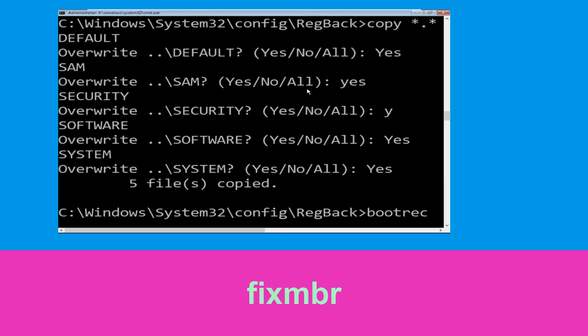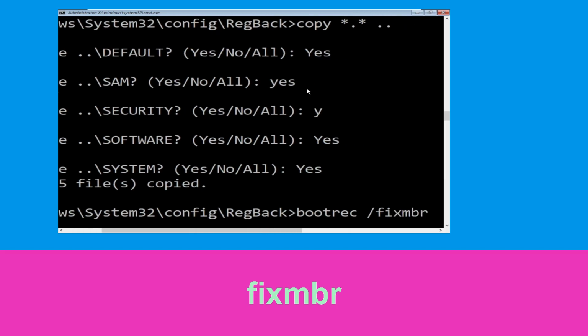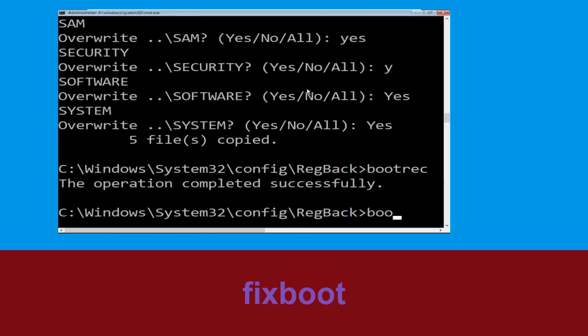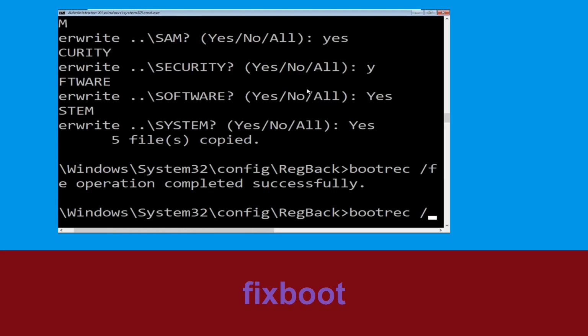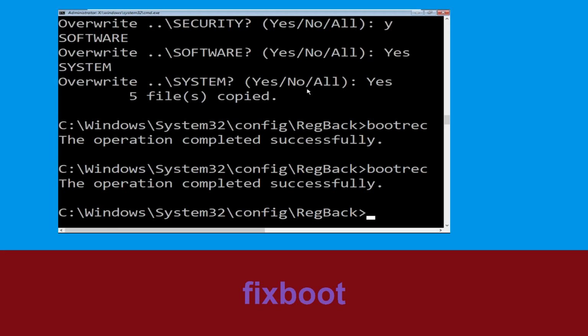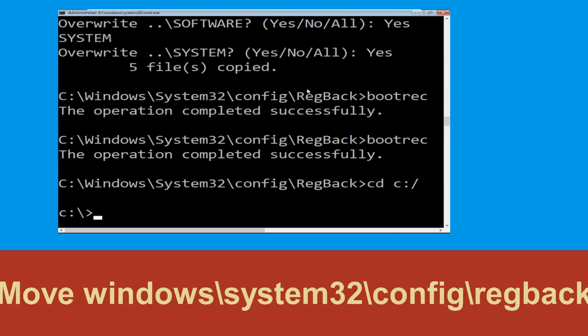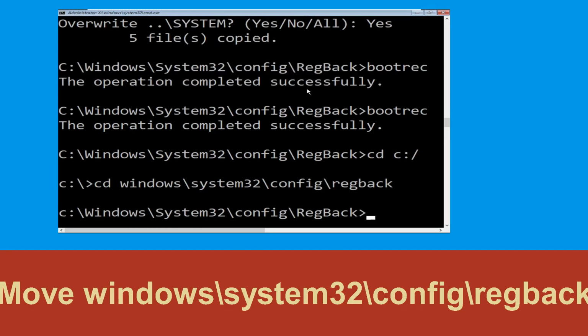Type in bootrec space /fixmbr and hit enter to execute the command. Now type in bootrec space /fixboot and simply hit enter to execute the command. Type cd space c colon / and hit enter. Now type this command cd space windows /system32 /config /regback and simply hit enter to execute the command.